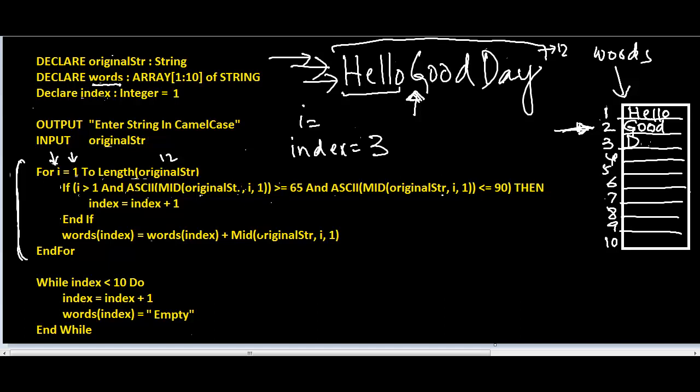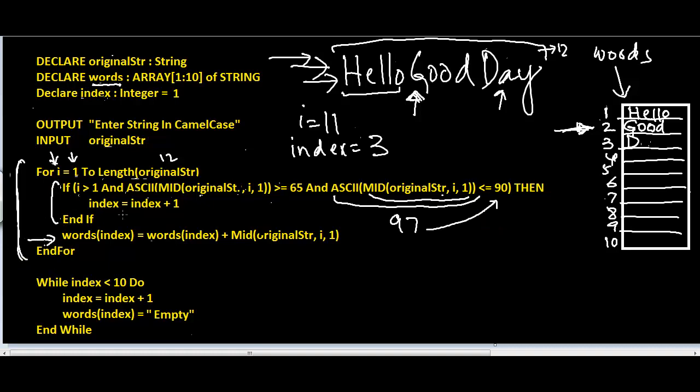Next time the loop runs, the value of I becomes 11, and this mid function is going to return the 11th character, which is small a. The ASCII value of small a is 97, right? And we can see that 97 is not less than 90, so this if statement is not going to execute, right?